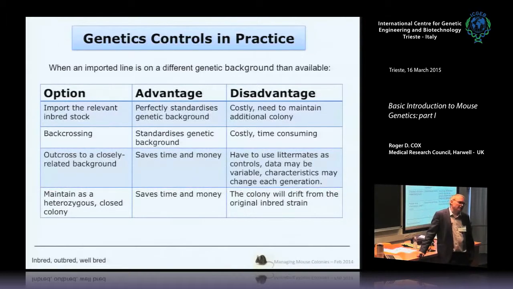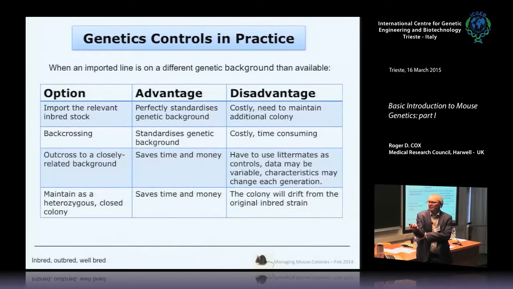So if you bring a mutation in, and it's on a particular genetic background, or it might be on a mixed genetic background, you can cross it onto a background of choice, so you can standardize it, so you know what you've got, and it's on the background you want. But this takes time and it costs money because somebody has to look after the mice, and you have to do lots and lots of back crossing.